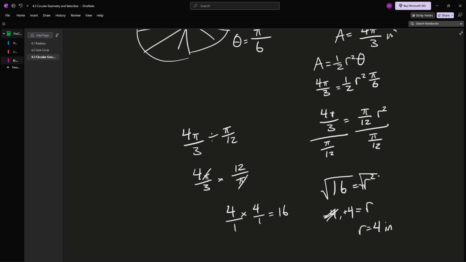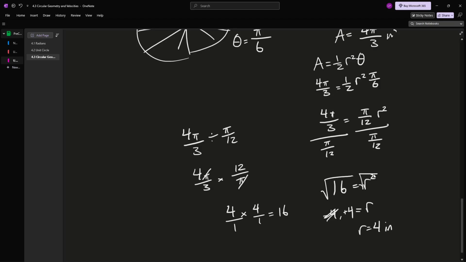And when you square root, you get a positive and a negative. Because -4 squared is 16, because negative times a negative is positive. Positive 4 squared is 16, because positive times positive is a positive. Negative gets rejected because it's a negative length. So my radius is 4 inches.